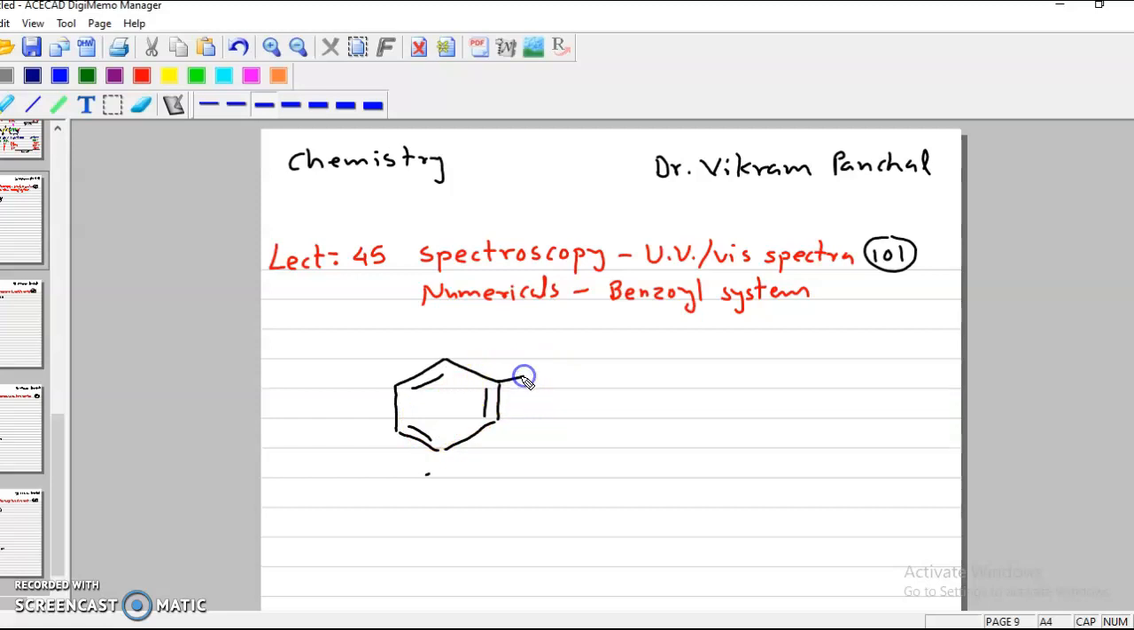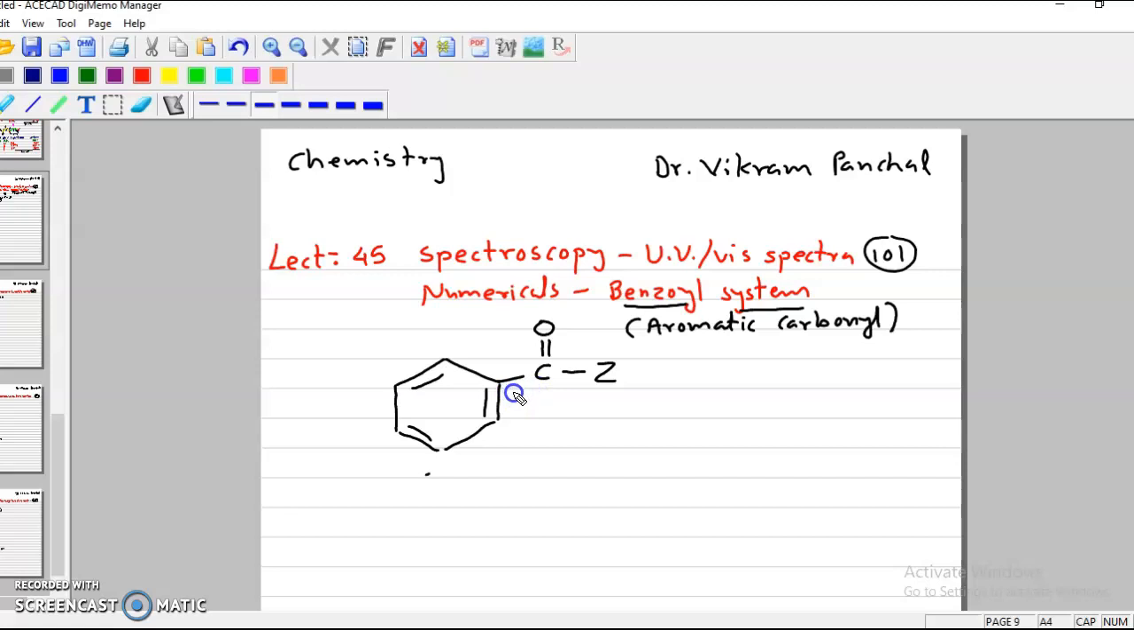But once you put any functional group at any one carbon, like this C double bond O, then this is called benzoyl system. So benzoyl system is basically aromatic ketone, or rather aromatic carbonyl. That means benzene ring with C double bond O is known as benzoyl system, and here Z is equivalent. Okay, it is very important.